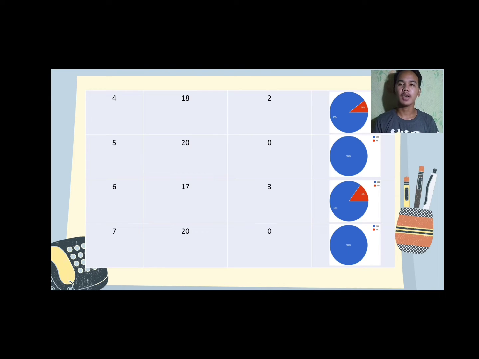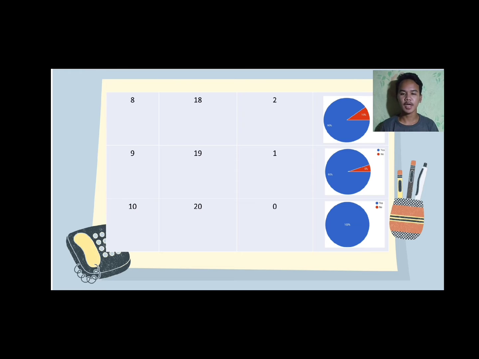As for item number 7, all of the participants said yes, therefore giving us 100% of yes and 0% of no. Here, we can see that in item number 8, there are 18 participants who said yes and 2 said no, therefore giving us 90% of yes and 10% of no. As for item number 9, there are 19 participants who said yes and 1 who said no, therefore giving us 95% of yes and 5% of no. As for item number 10, all of the participants said yes, therefore giving us 100% of yes and 0% of no.